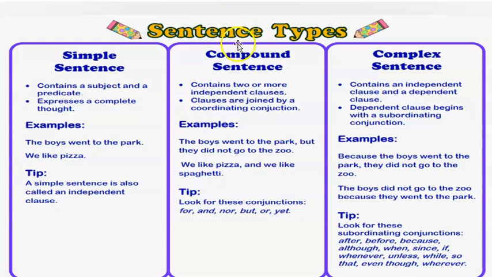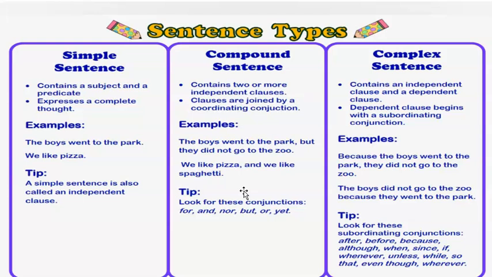The second type, compound sentences, contains 2 or more independent clauses. Clauses are joined by a coordinating conjunction. The boys went to the park, but they didn't go to the zoo. We like pizza and we like spaghetti. Tip, look for these conjunctions: for, and, nor, but, or, yet.